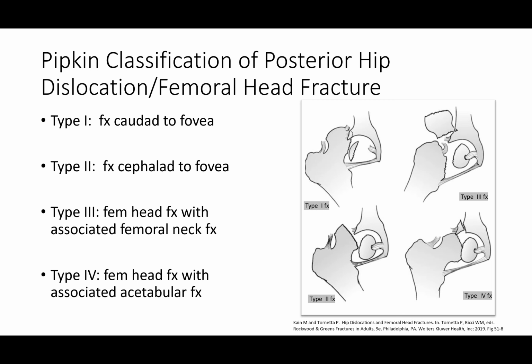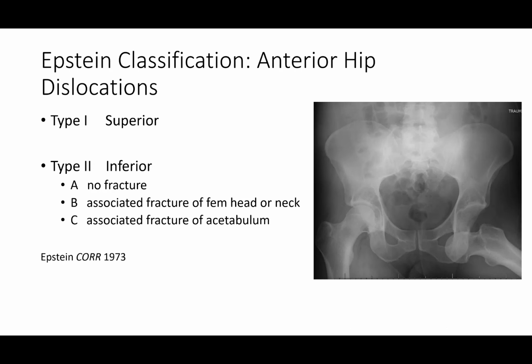The Pipkin classification is probably used most frequently, certainly in North America. Type 1, as shown in the top left, is caudal or inferior to the fovea, so an infrafoveal femoral head fracture, whereas type 2 is a suprafoveal femoral head fracture, as shown below here. Type 3 is a femoral head fracture with associated femoral neck fracture, and then type 4 is a femoral head fracture with associated acetabulum fracture. With the Epstein classification, there's also anterior hip dislocations where type 1 is superior, type 2 is inferior.